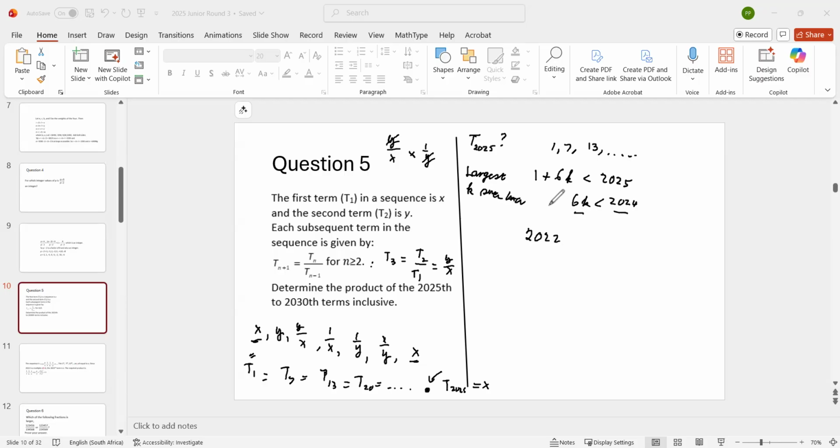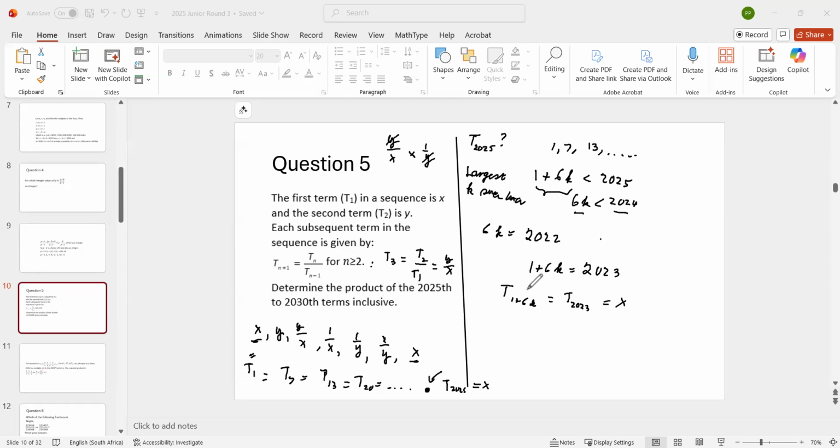So 6k is equal to this. So this number here, 1 plus 6k, is actually equal to 2023. And that particular term is always equal to x. In particular, that one there is equal to x.